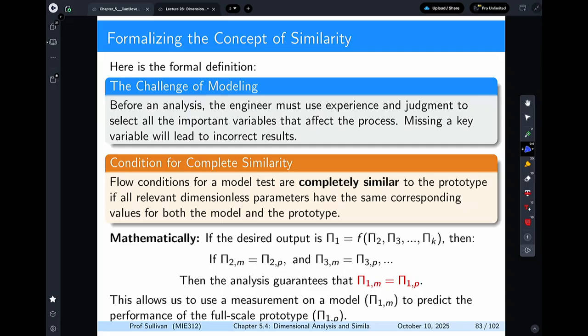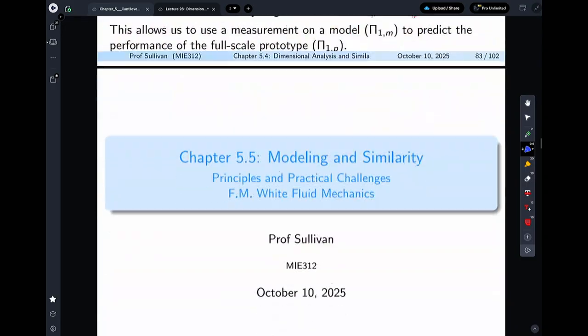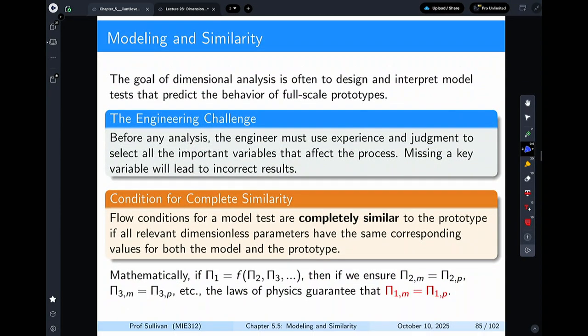Flow conditions for a model test are completely similar to the prototype if all dimensionless parameters have the same corresponding value for both the model and the prototype. And this sounds great. Pi 1 equals a function of pi 2, pi 3, pi k, whatever, and pi 2 of the model equals pi 2 of the prototype, pi 3 of the model equals pi 3 of the prototype, and obviously pi 1 of the model equals pi 1 of the prototype. The reality is that you are not able to do that. And in most cases, you kind of have to fudge things a little bit.